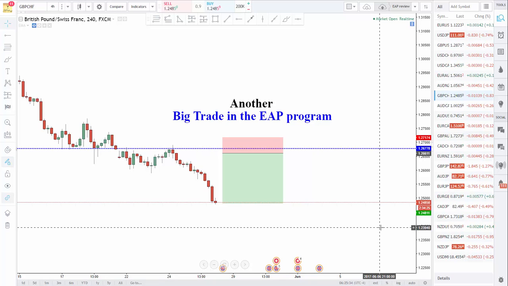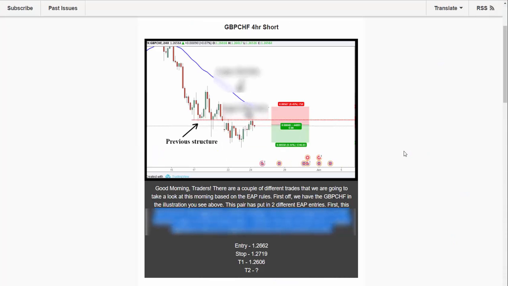Today we're going to be discussing another big trade in the EAP program. And when I say big trade in the EAP, what I mean is a big trade based on the email analysis that I send out to clients that looks something like this. Here's an example of that email analysis.